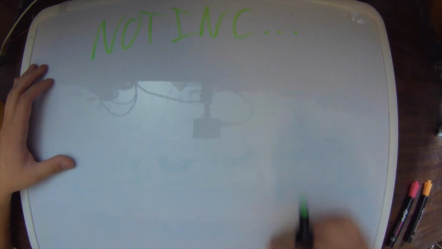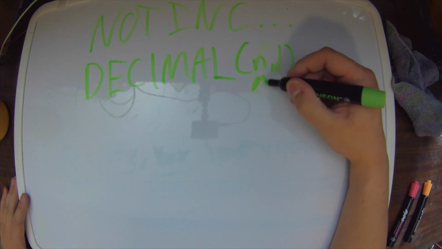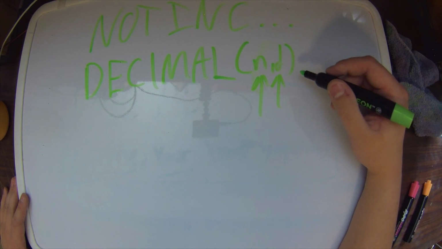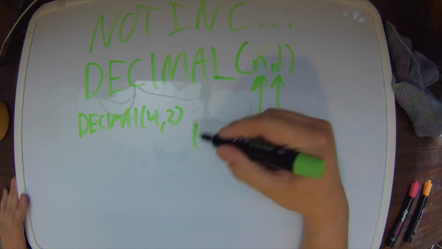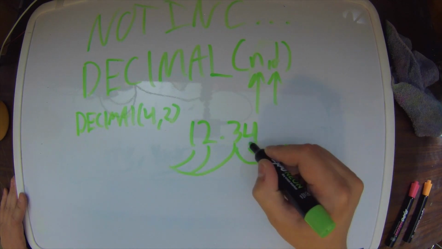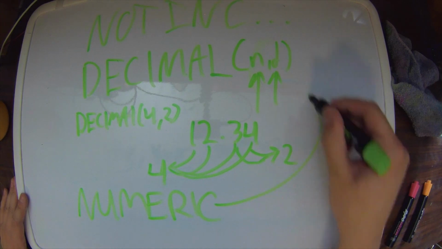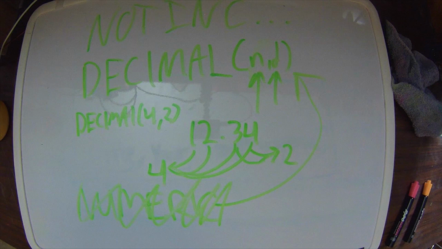Then moving on to something that's not in C, we have decimal with the parameters n and d, where n is the number of digits and d is the number of digits to the right of the decimal. So as an example, if we have decimal with 4, 2, then we can store the number 12.34 because we have 34 to the right of the decimal, which is 2, and 1234 as the number of digits. There's also numeric, which is kind of like decimal, but it's different for every database, so we're not going to talk about that.